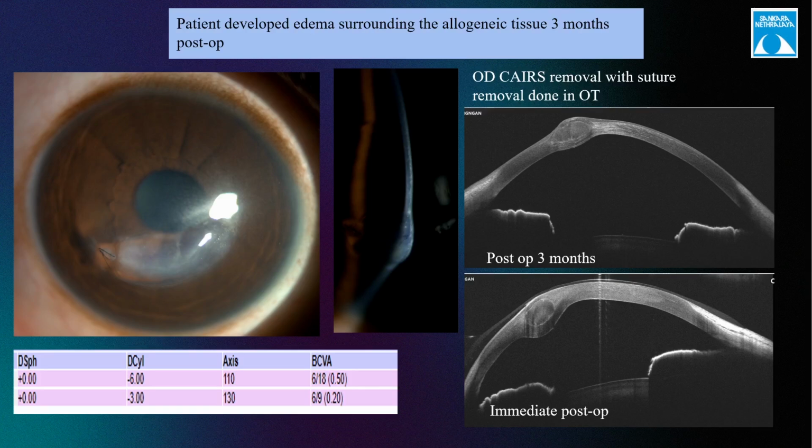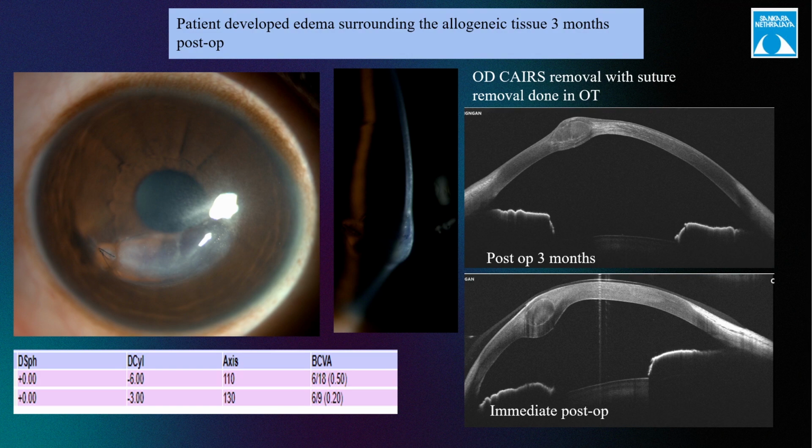The same patient had developed edema surrounding the tissue 3 months post-operatively. As you can see in the image on the left side, there is a mild swelling, minimal edematous graft, and the suture also seems to be a little different than it was previously. So we went for OD CAIRS removal with suture removal, which was done in OT.